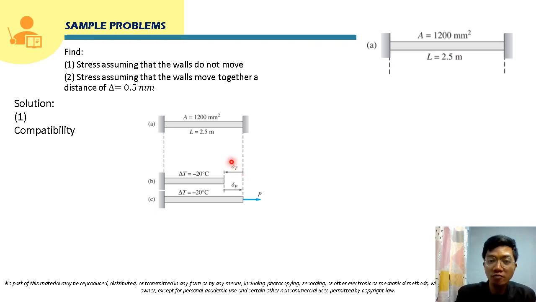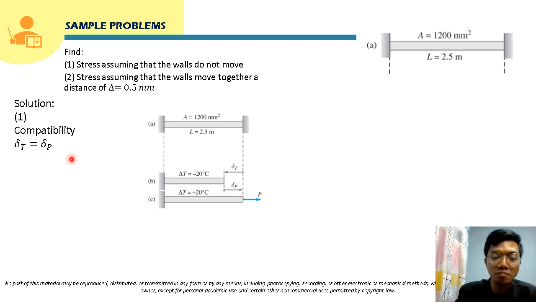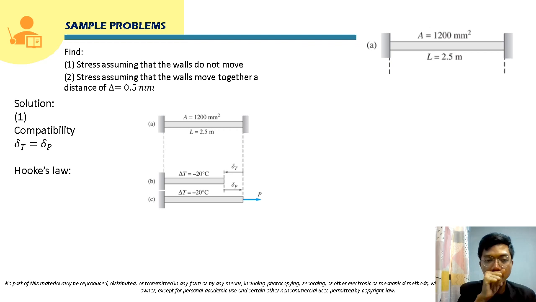So the summation of these deformations should be equal to 0. Meaning to say, the deformation due to the change in temperature should be equal to the deformation caused by this reaction force P. We will say that the compatibility equation here will be delta T equals delta P. So from here, class, we have delta T equal to delta P.